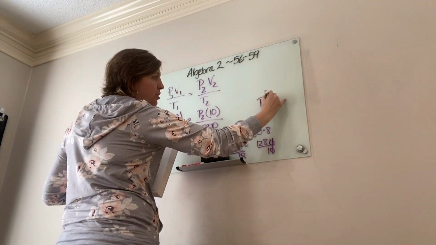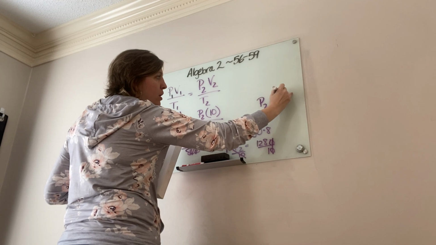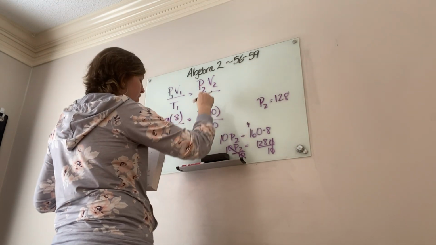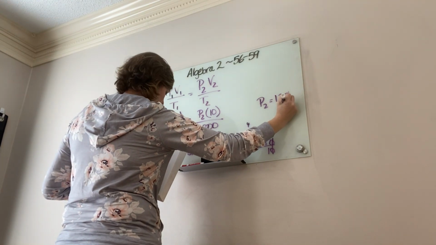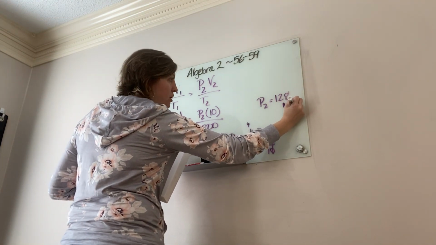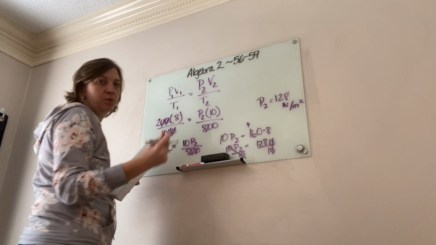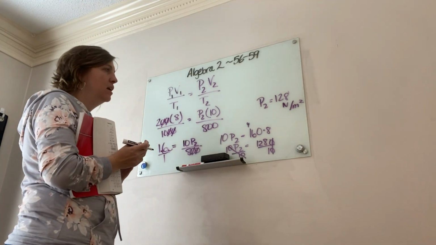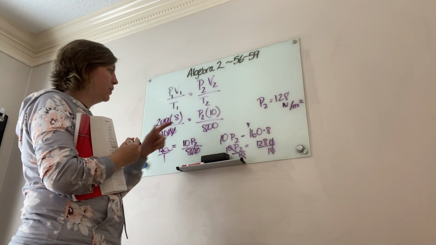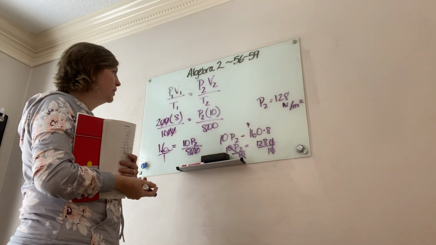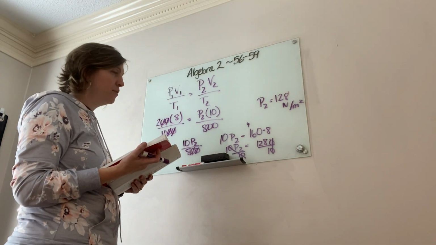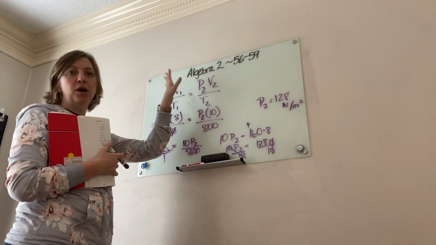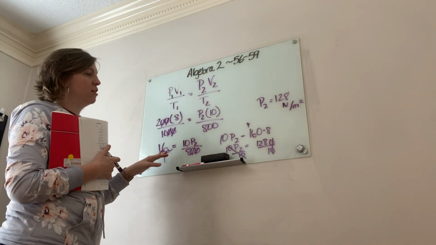So the pressure of the second is going to be 128. And don't forget that pressure is in newtons per meter squared. That's what units it told us it was in at the very beginning, because we remember temperature was in kelvins and the volume was in liters. So all I do is set it up according to my formula and then just solve for the unknown.